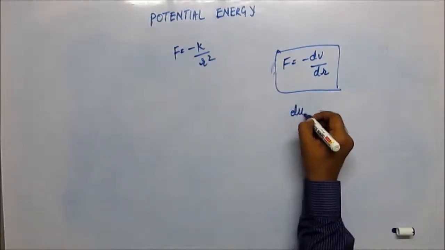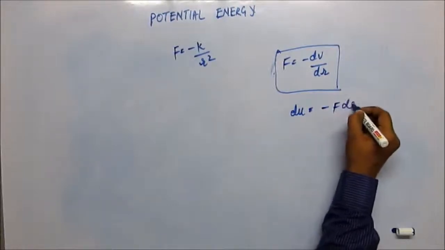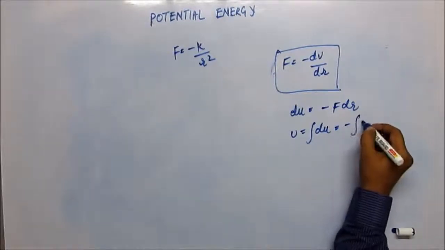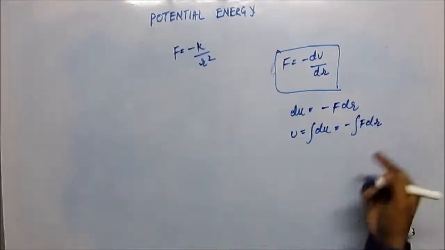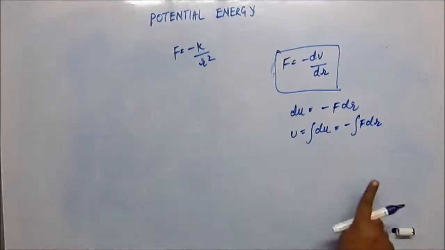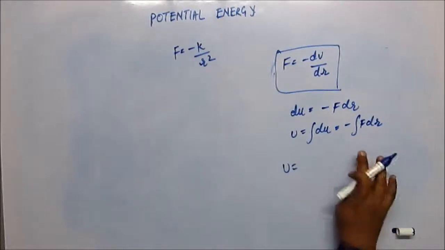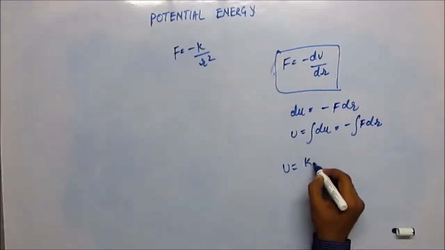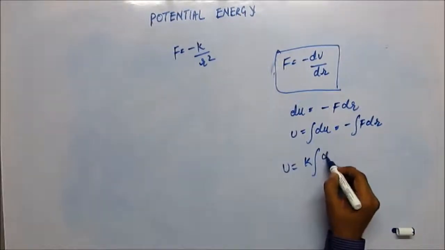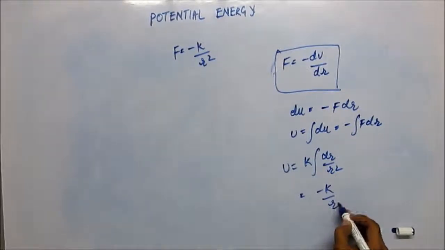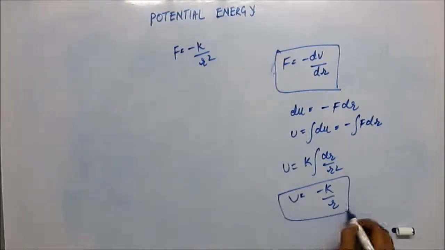We can say that dU is equal to minus F into dr. So U will be the integration of dU, that would be integration of minus F dr. So potential energy can be calculated. In this case, replacing F by minus K by R squared, that gives us K into integration of 1 upon R squared. This gives minus K upon R. So potential energy very easily we have found out. Next we have to find kinetic energy. Do the summation, and we'll get the total energy.